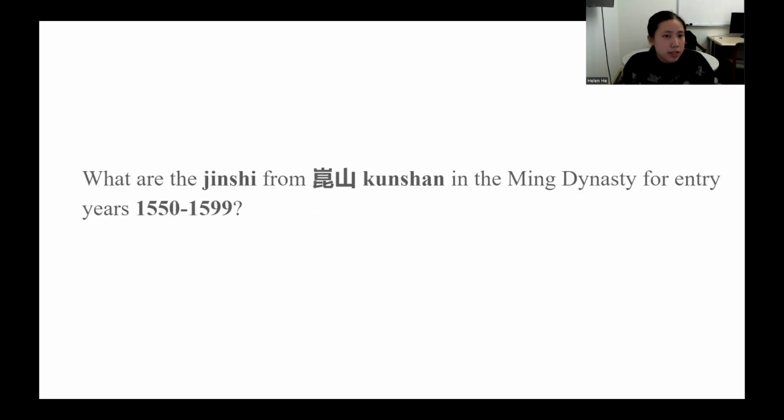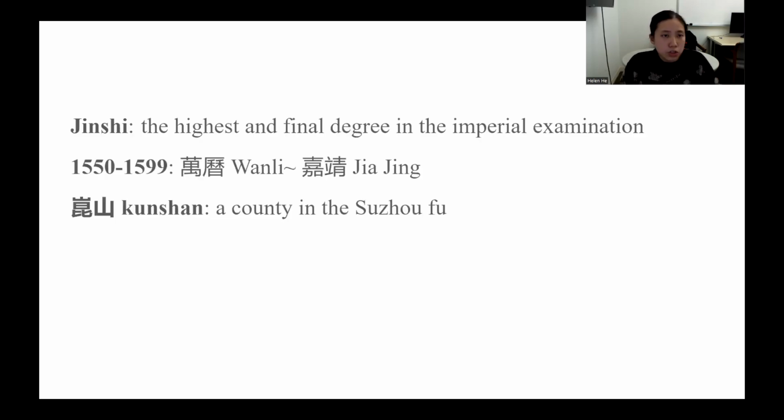Let's say we're curious what are the jinshi from this area, Kunshan in the Ming Dynasty for entry years 1550 to 1599. So we can see from the three bullet parts that there are three parameters that we can manipulate here. The first one is the jinshi, which is the highest and final degree in the imperial examination. So this specifies the way in which the people entered into government. We're curious only about people who passed the examination.